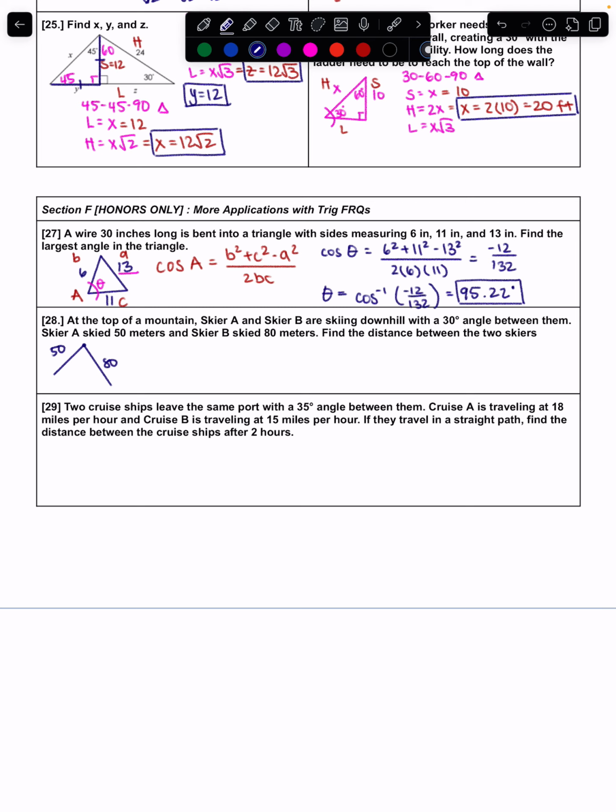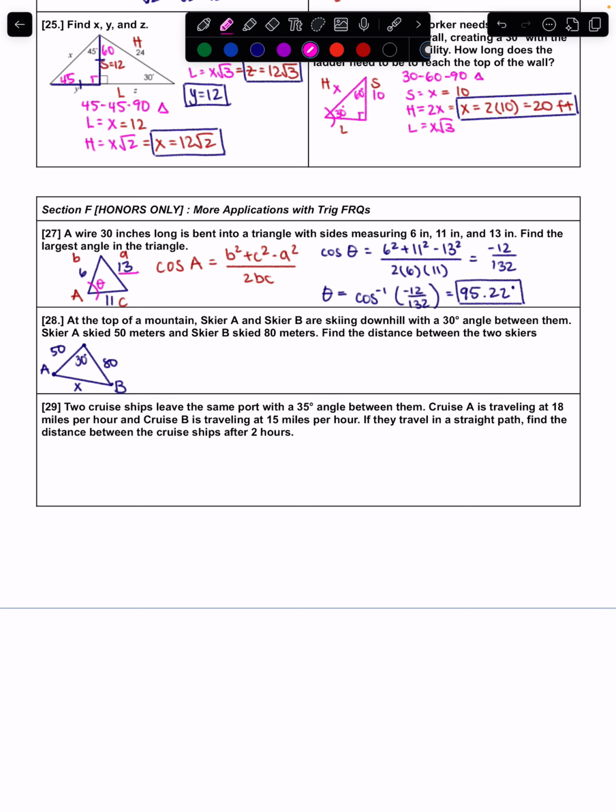So find the distance between the two skiers. Okay, I'm going to mark this as A and this one as B. And then ultimately trying to find what the heck this one is right here. I mark that X because I don't know what it is. They also gave us this 30 right here. Okay, so 30 degrees. Yep. So here's my diagram.